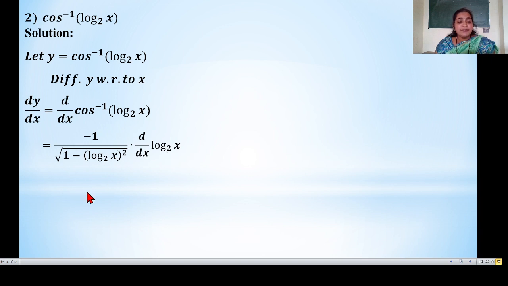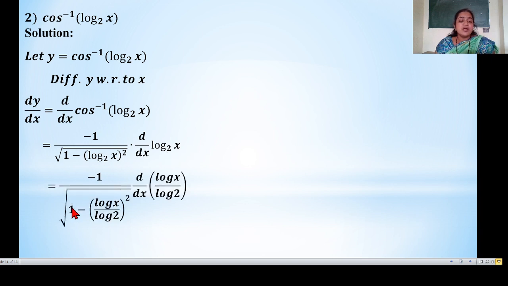So first we use the change of base formula here. So dy by dx is equal to minus 1 upon square root of 1 minus (log x divided by log 2) whole square, so here the base is e, multiplied by the derivative of log x divided by log 2 with respect to x. Now in this term, log 2 is constant, take it outside. And this we can separate the power: (log x) square divided by (log 2) square. Now the denominator is not the same, so this log 2 whole square is multiplied here.